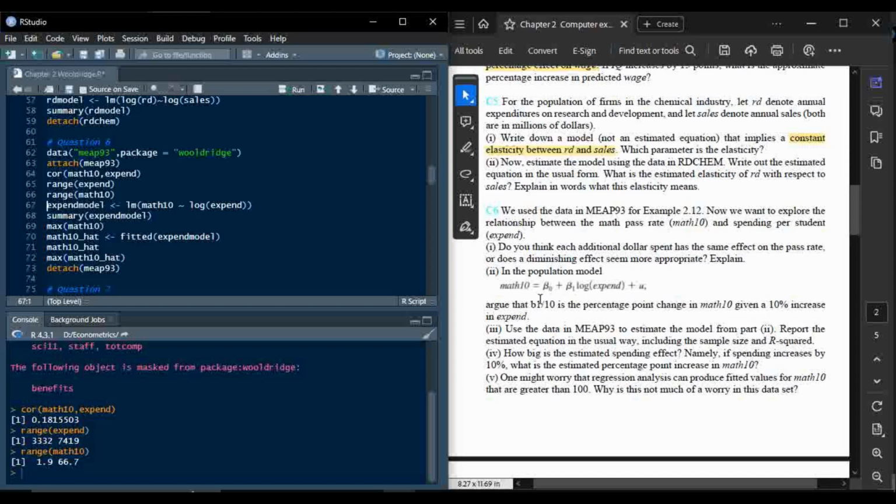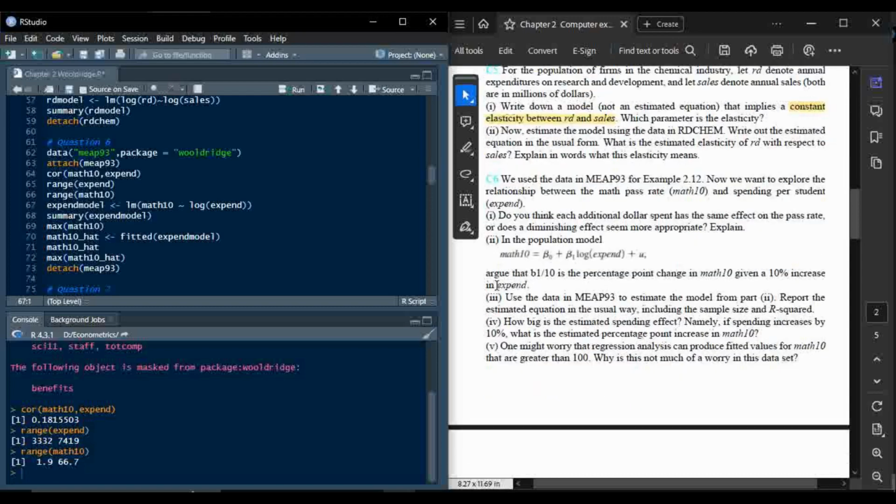So now let's look at the second question. In the population model, math10 equals beta0 plus beta1 log(expend). Argue that beta1/10 is the percentage point change in math10 given a 10% increase in expend. This is not a numerical or analytical question. It is a fact that beta1 divided by 10 is the percentage point change in math10. You can look at Table 2.3 in the book by Jeffrey Wooldridge, Introductory Econometrics. You will find the reference for this question there.